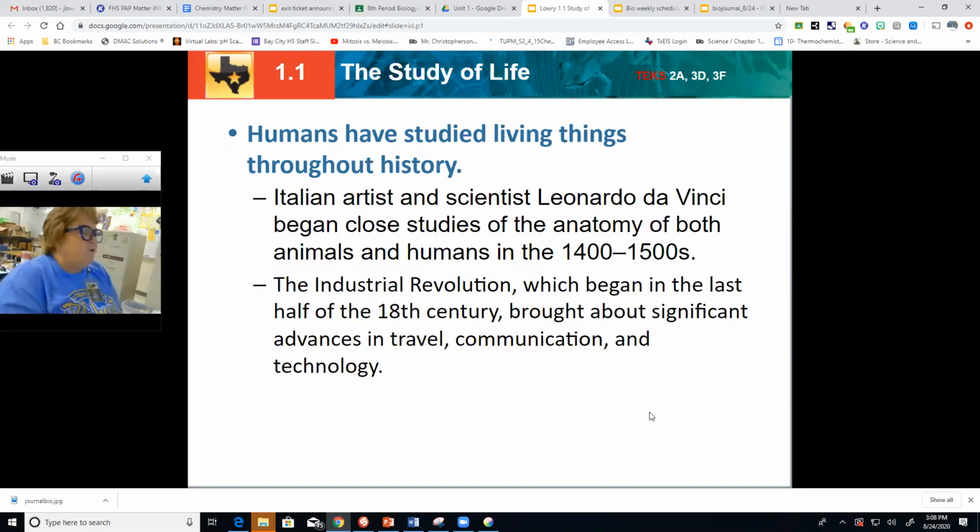Italian artist and scientist Leonardo da Vinci, I know y'all have heard him. He was one of the first people that started looking at the anatomy of both humans and animals. And then in the 18th century, as an industrial revolution took place, especially over in England, that brought about significant advancements in travel and communication also. So then one scientist that had found something out could communicate it and share it with another scientist, which in the scientific world is a big thing, to be able to share what you find and what you know.